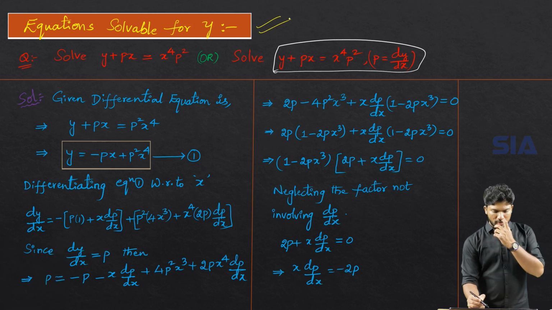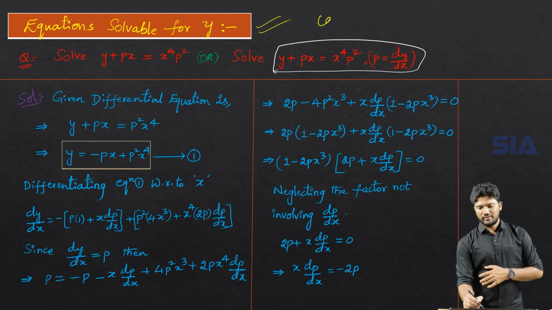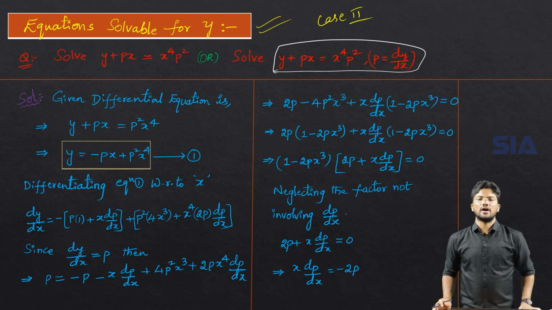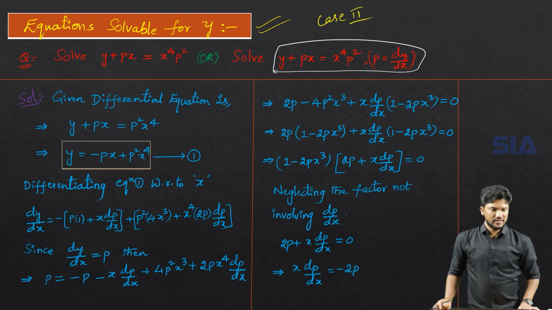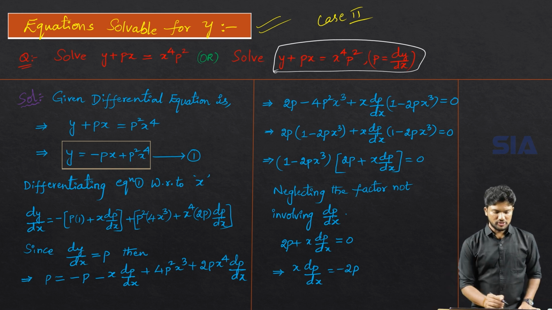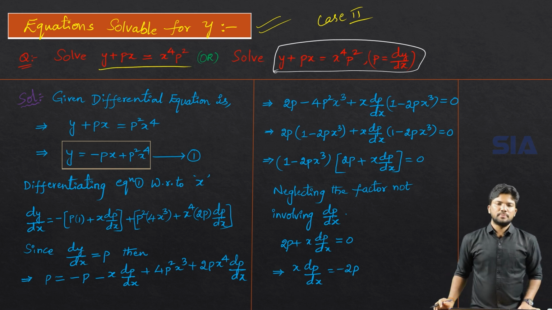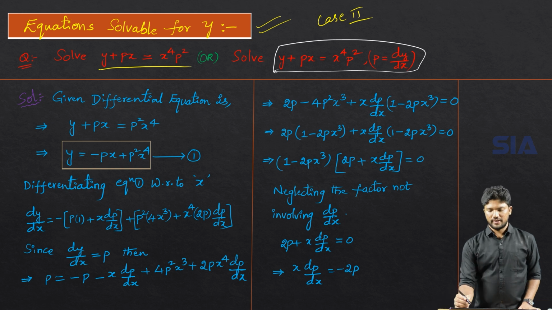So that first problem is case 2. You know very well, just now we discussed case 2 problems, equations solvable for y. Okay, first we are starting with the equations solvable for y. So observe, solve y plus px is equal to x power 4 p square. So y plus px is equal to x power 4 p square.